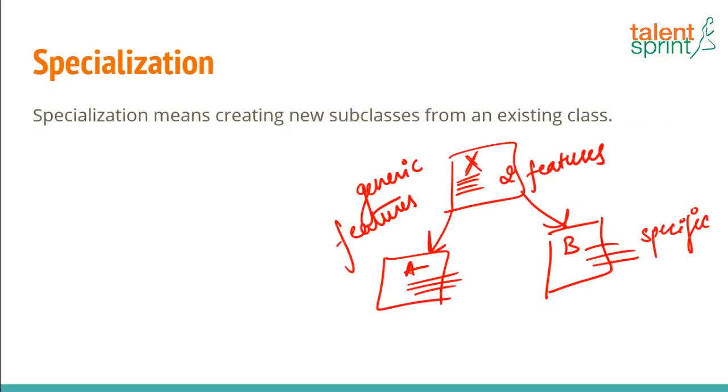Next, specialization. Again, it's just the opposite of what we just heard. Say we have a class X which has two different kinds of features. So you keep the common features, the generic features in X, and you divide it into two different classes A and B instead of keeping the two different features in X. So the specific details go to different classes A and B. Alright, so that is it.